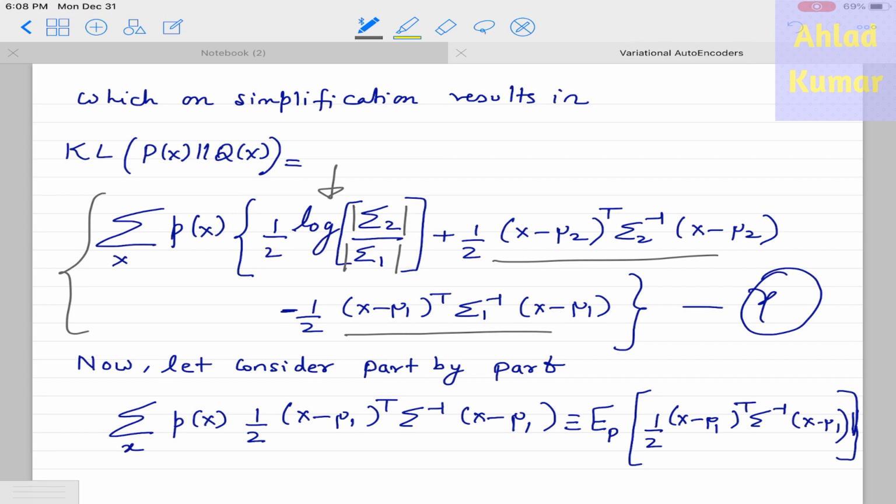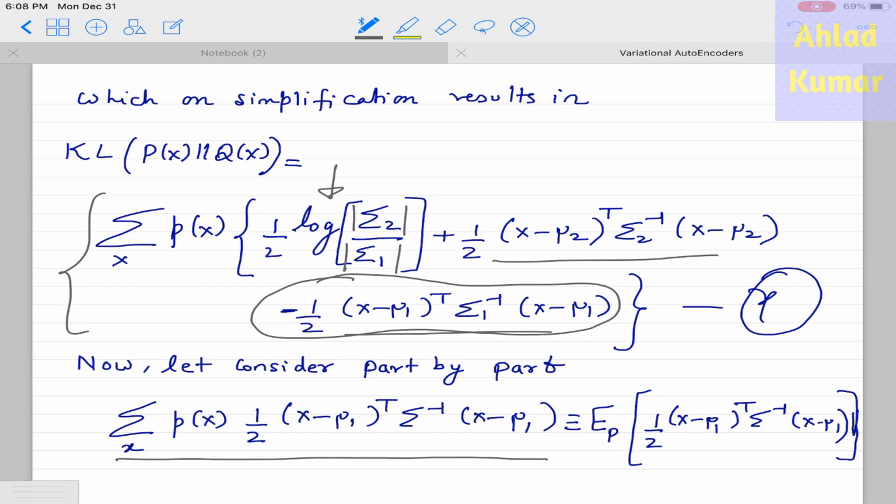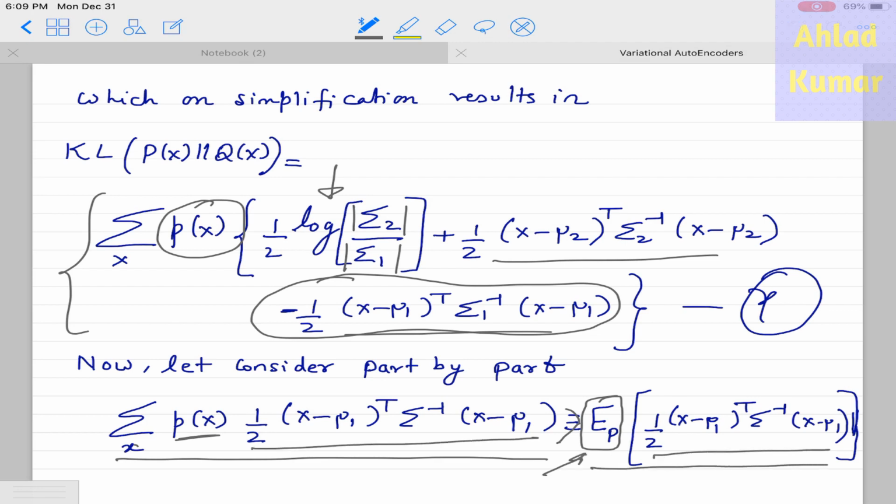So let us focus on this term first. We are writing it separately, and please note that this whole thing is multiplied by px, that's why px is coming over here. So we are summing up over all the values of the random variable having value x. So this in short can be written as E of p, that is expectation over the probability function p, times the argument, which is this same one. Okay, so once we have written this, let's see how we can solve it further.